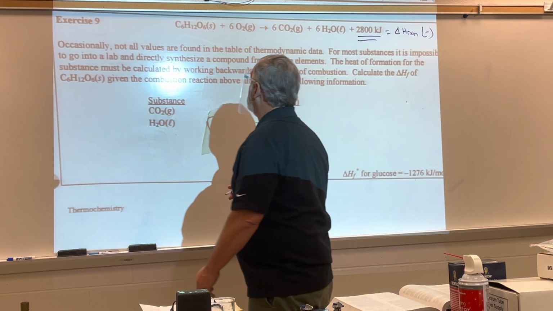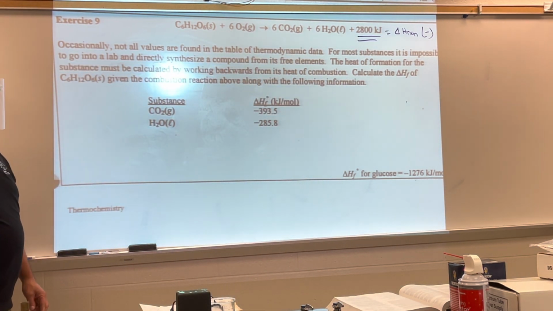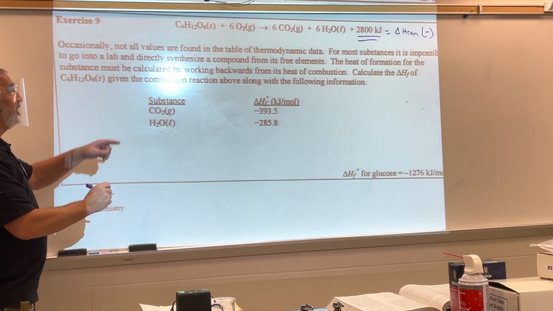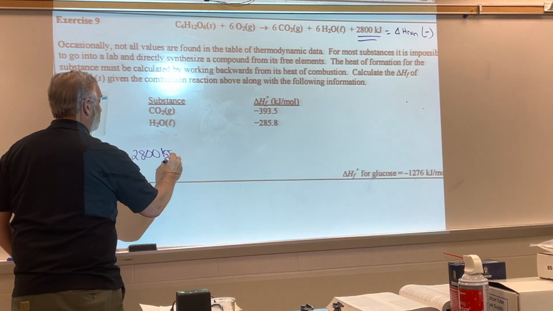Okay, so what's going to be different about this problem? Delta H equals the sum of the heat of formation of products minus the sum of heat of formation of reactants. What's different? The products have more energy, I think. Well, yeah, but we're working backwards. We already have delta H. This negative 2800 is the delta H.